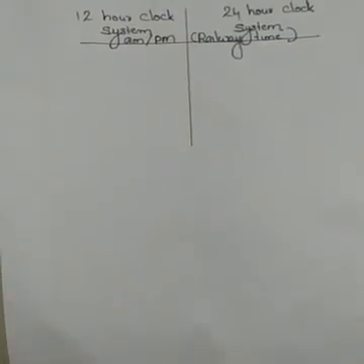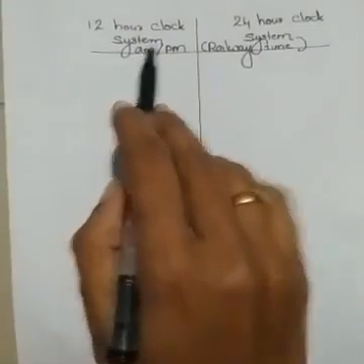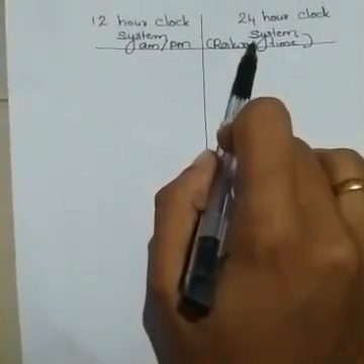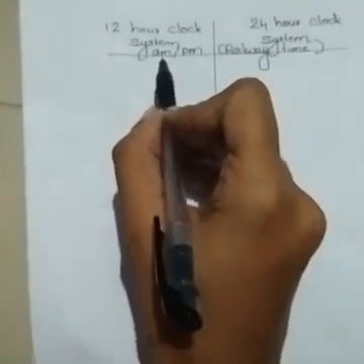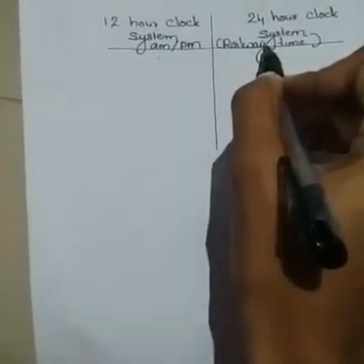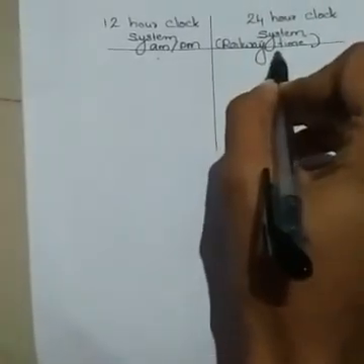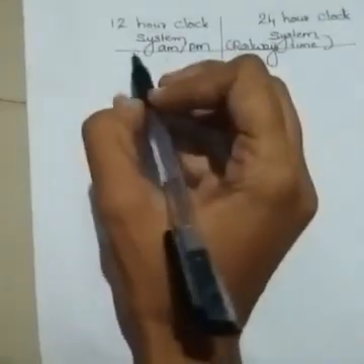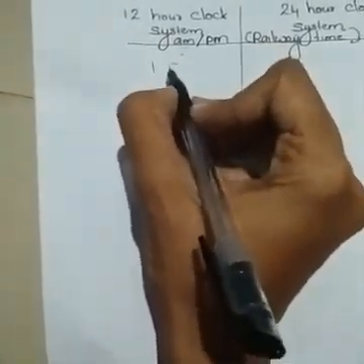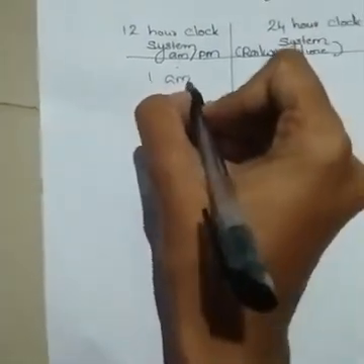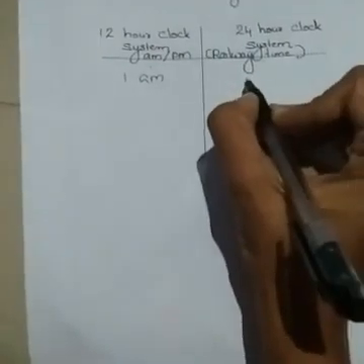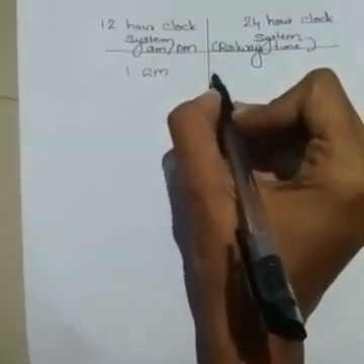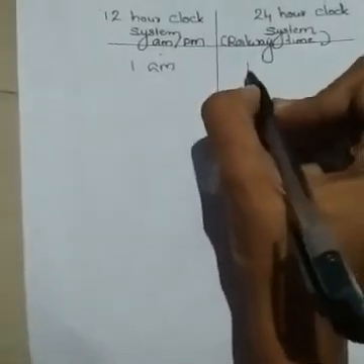Okay, now let us consider the 12-hour clock system and the 24-hour clock system. In the 12-hour clock system, we use AM and PM. In the 24-hour clock system, we do not use AM or PM. In the 12-hour clock system, 1 AM. That means in the 24-hour clock system, 1 AM is also equal to 1.